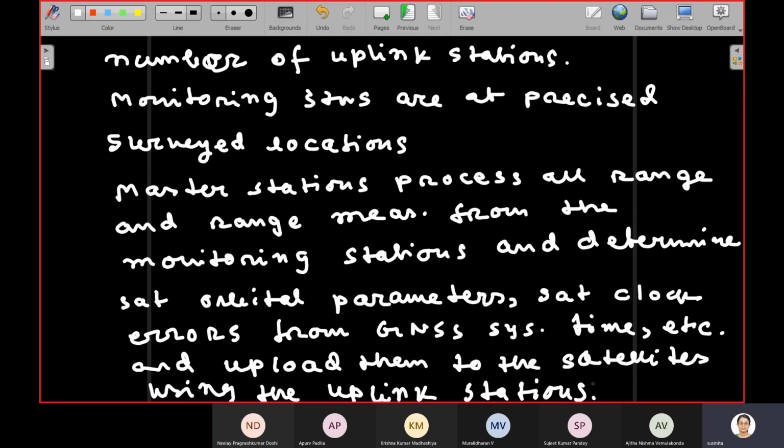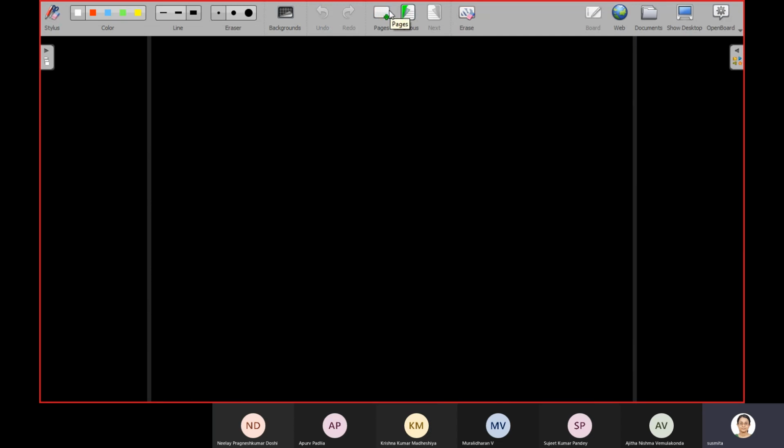In addition to this, the master stations are also responsible for monitoring satellite health. They need to make sure that all the satellites are healthy. If a satellite is not healthy, then that has to be informed to the user. Okay, so master stations also monitor satellite health.